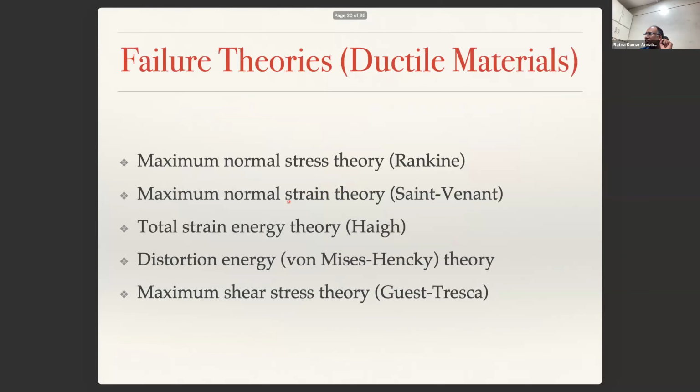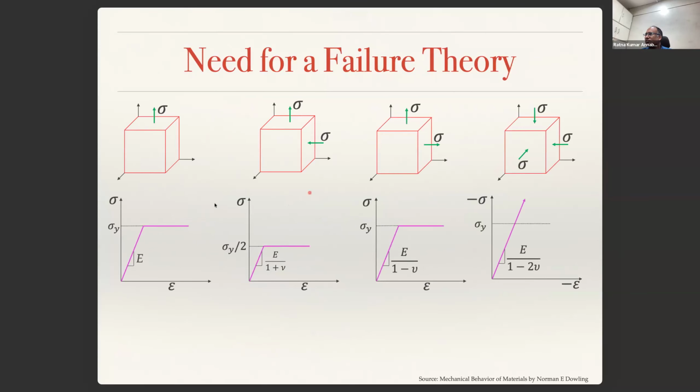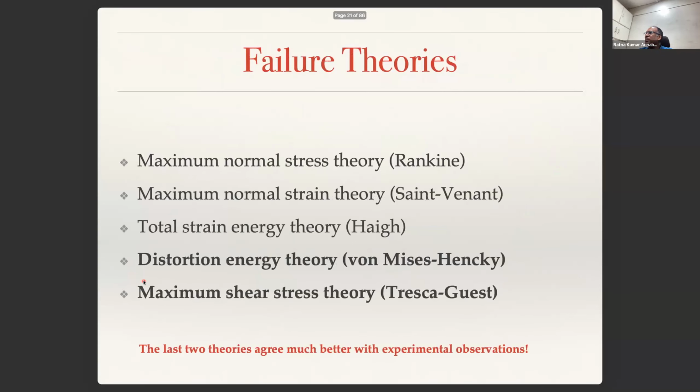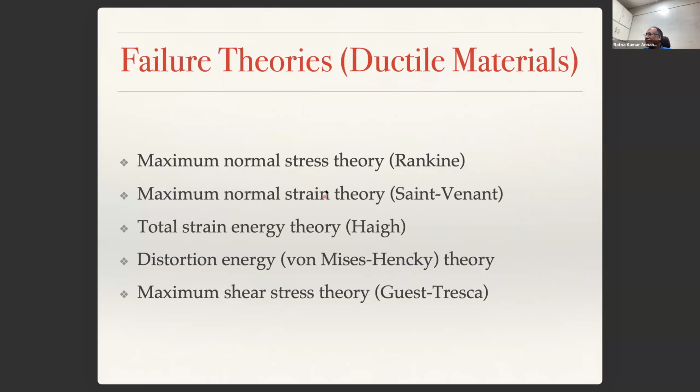When you do the uniaxial tension test, for example, this is your uniaxial tension test, and this is your yield strength. Corresponding to that yield strength for that particular material, there is some strain, right? That is what we call yield strain. When the maximum normal strain becomes equal to the yield strain of the material, that is when the failure happens. That is the condition for failure as far as maximum normal strain theory is concerned.